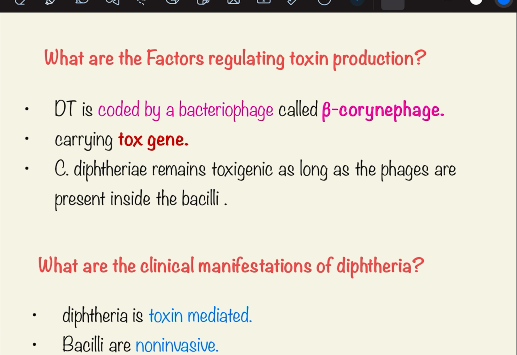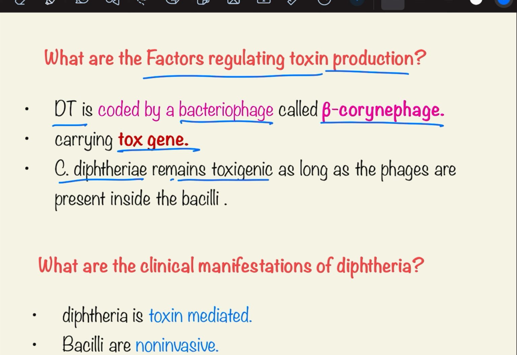Next, what are the factors regulating toxin production? How is the toxin released? Diphtheria toxin is mainly produced due to beta-corynephage, a bacteriophage which carries the tox gene. Corynebacterium diphtheriae remains toxigenic as long as these phages are present inside the bacilli. As long as beta-corynephage containing the tox gene, which codes for the diphtheria toxin, is present, the bacterium remains toxigenic.